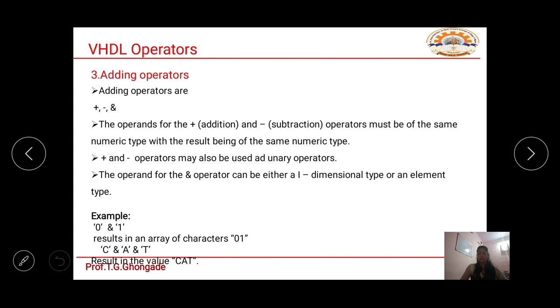0 concatenation operator 1. Okay, so the result, an array of characters, will be 0 1 because this ampersand is used as a concatenation operator. Okay, so 0 and 1 concatenation operation, the result will be 0 1. Now see, concatenation operator A, then concatenation operator T, the result will be cat, that is CAT.